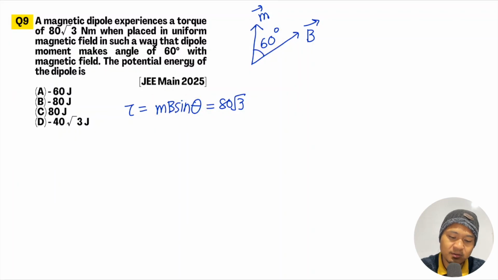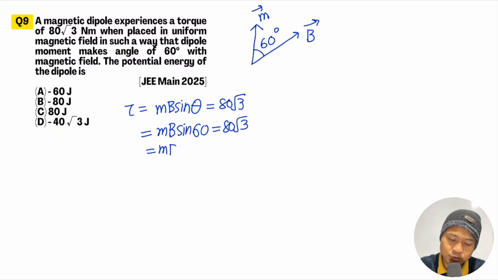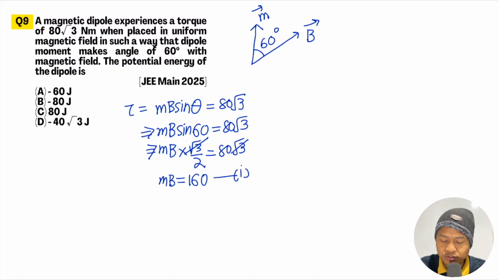So MB into sin 60. Sin 60 is root 3 by 2, and the torque is 80 root 3. So root 3 gets cancelled out, and the MB value is 160. This is equation 1. The question asks for the potential energy though.